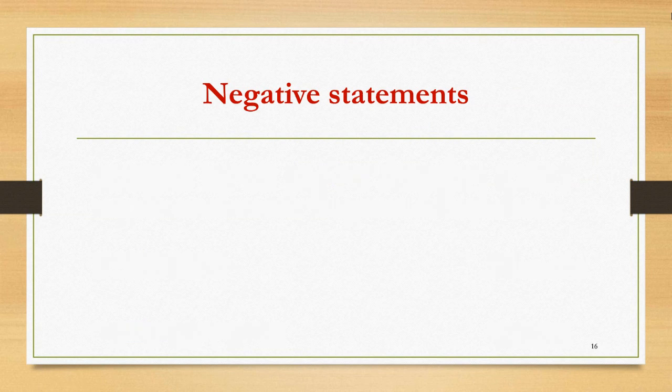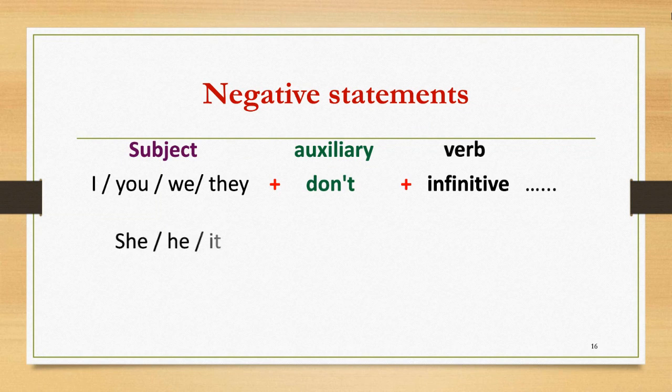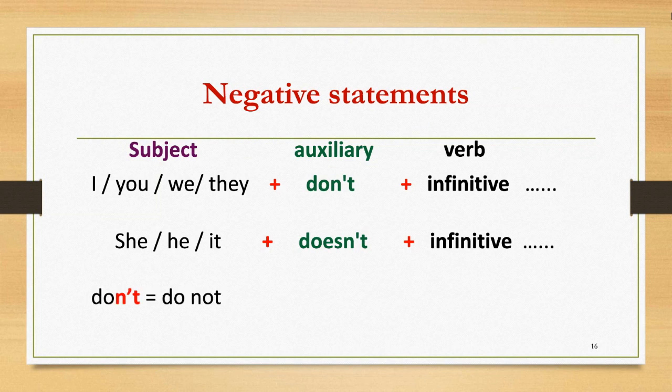The rule for the negative statements is we use, with I, you, we, they as a subject, we add the auxiliary don't plus the infinitive form of the verb. With she, he, it, we use doesn't plus the infinitive form of the verb.